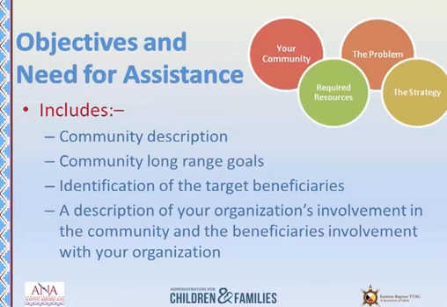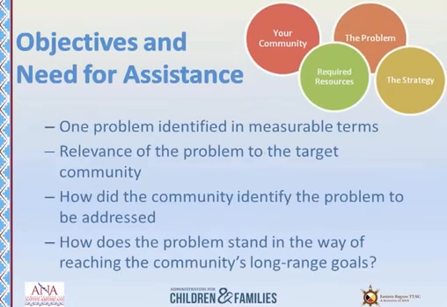You also want to talk about your organization and how you're involved with the community and those targeted beneficiaries. We've seen plenty of applications where we're wondering, why is this organization undertaking this project? Also in objectives and need for assistance, you're going to identify one problem in measurable terms that the project will address. You also need to describe how the community identified that problem and how the problem stands between your community and achieving one of your community's long-range goals.